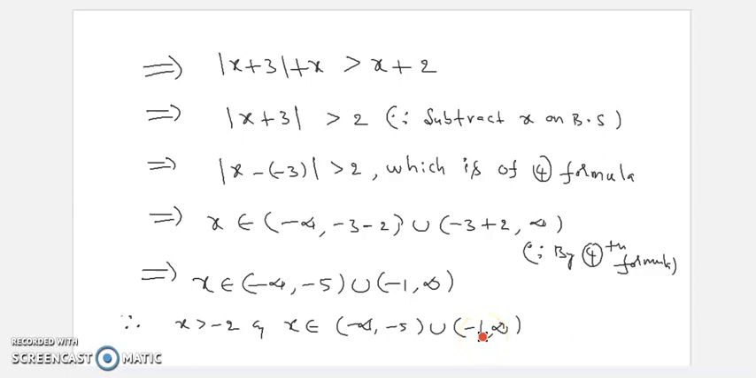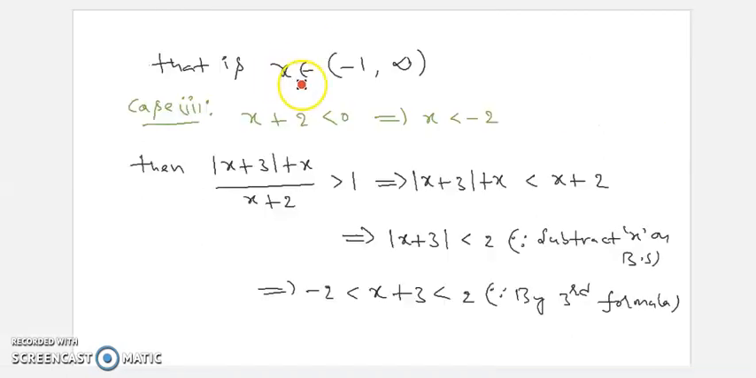So the solution contains x greater than minus 2 values, means in this solution minus 5 is also there, but in this case we considered only x greater than minus 2 values. That's why the solution set in this case is x belongs to open interval minus 1 comma infinity. Minus 1 comma infinity is the greater than minus 2 values.